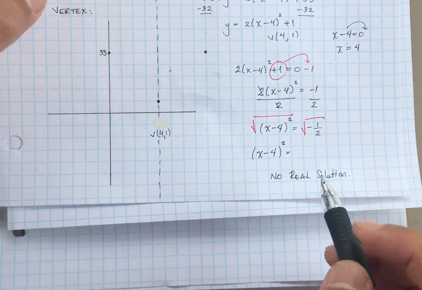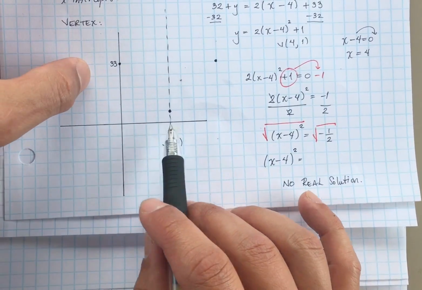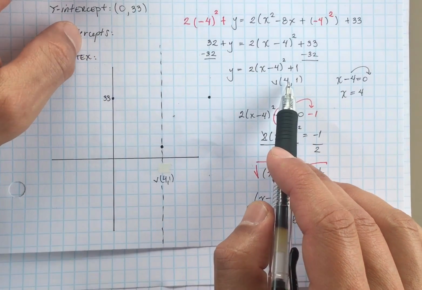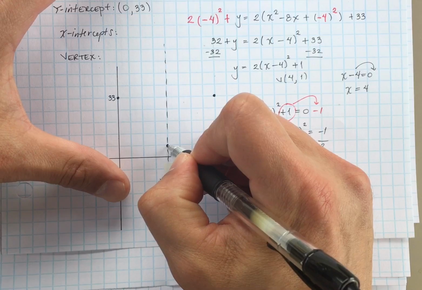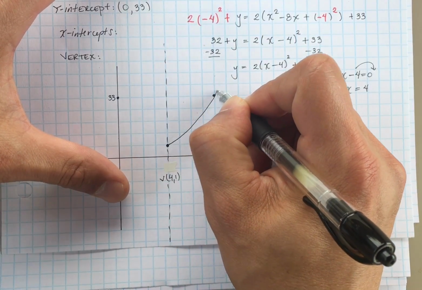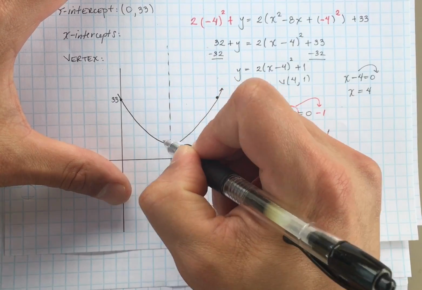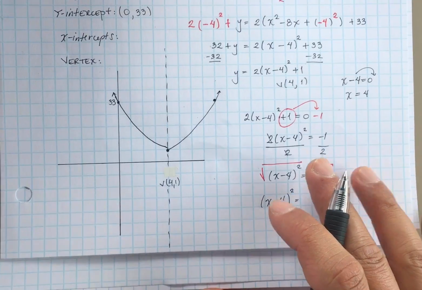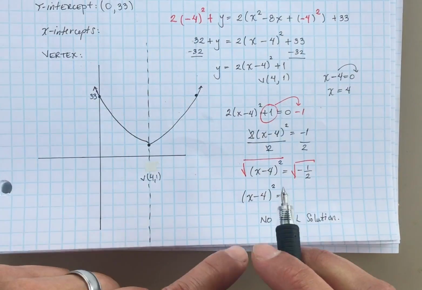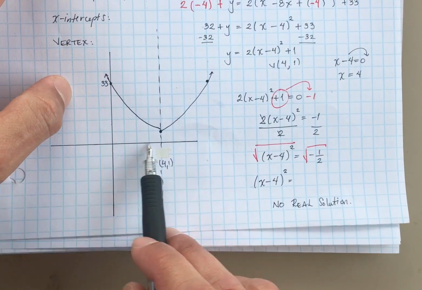This is no real solution. It should not cross the x-axis. So what happened? I actually made a simple mistake. Instead of going up, I went down. But now it makes more sense right here. And don't be afraid of making mistakes. You notice how everything should come together. It's got to make sense. When there's no real solution, it should not intersect the x-axis.